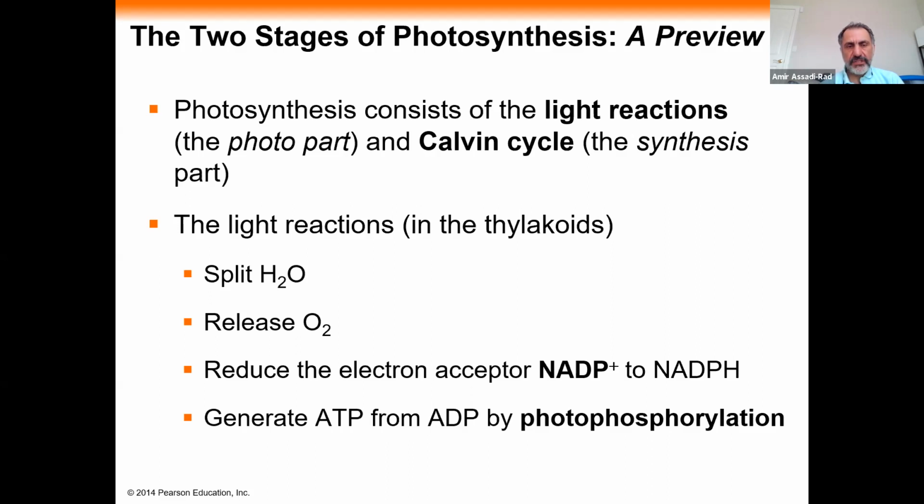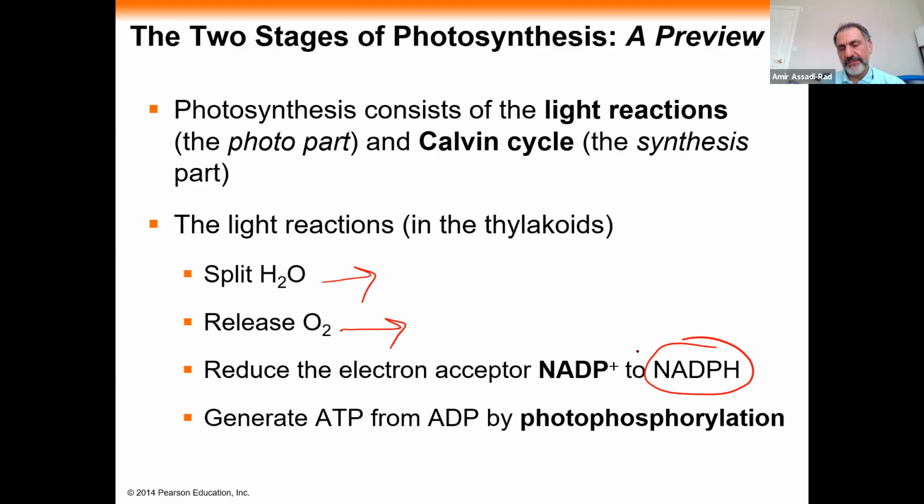During the light reaction, you should know that the water molecule is being split, and then it releases oxygen, and the electrons are reduced, accepted by NADP, which becomes NADPH.